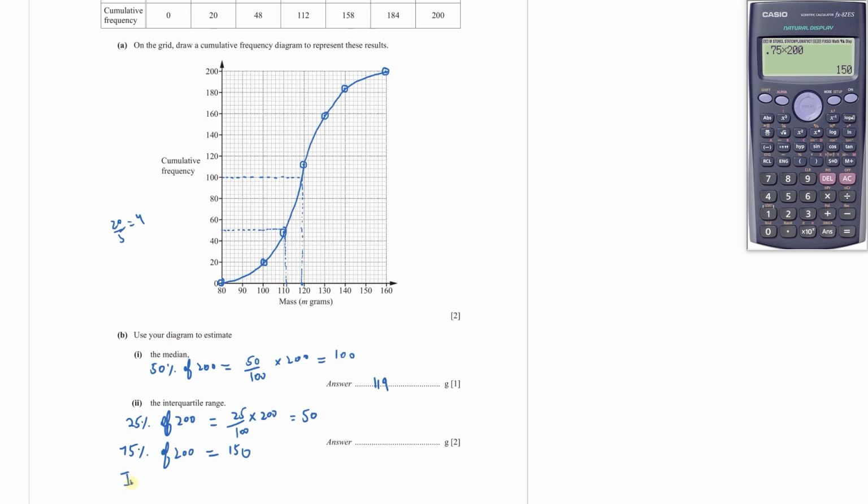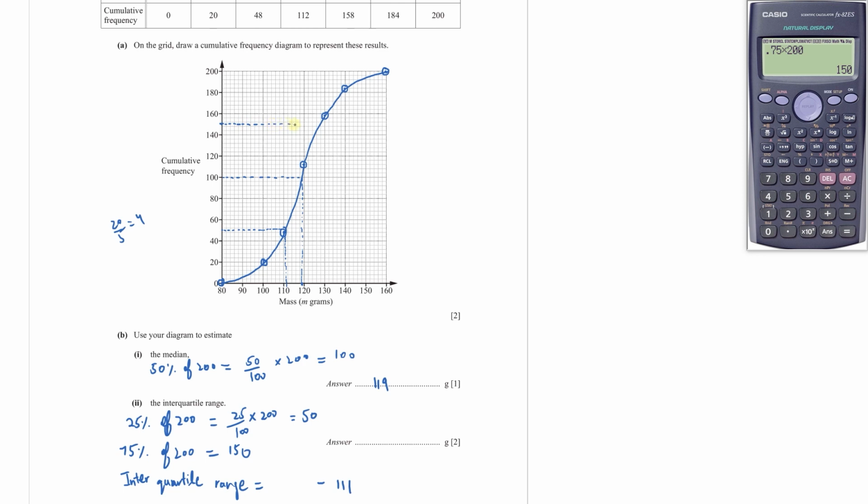So interquartile range will be upper quartile minus lower quartile. So lower quartile is 110, 112, 111. So minus 111, and the upper quartile value will be at 150. So 140, 144, 148, 152. So 150 will be in the middle of this small block.